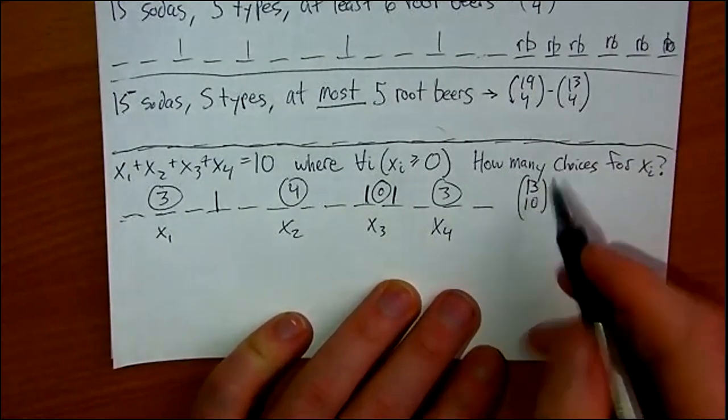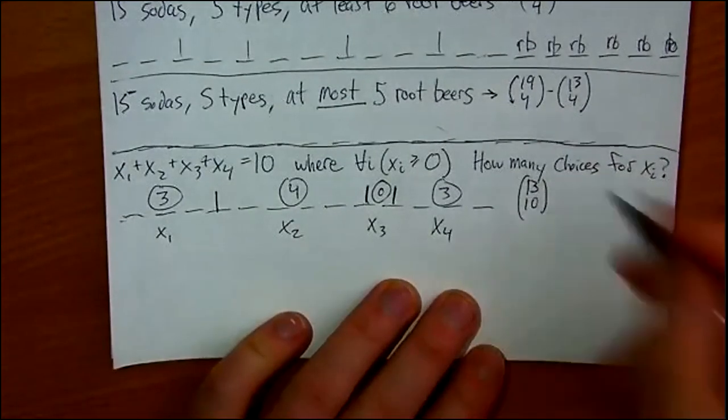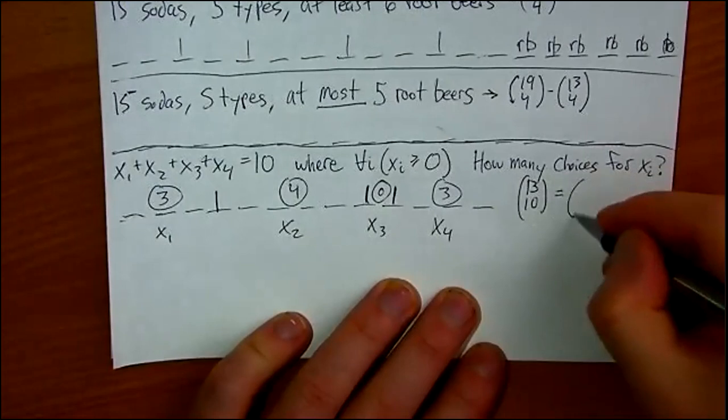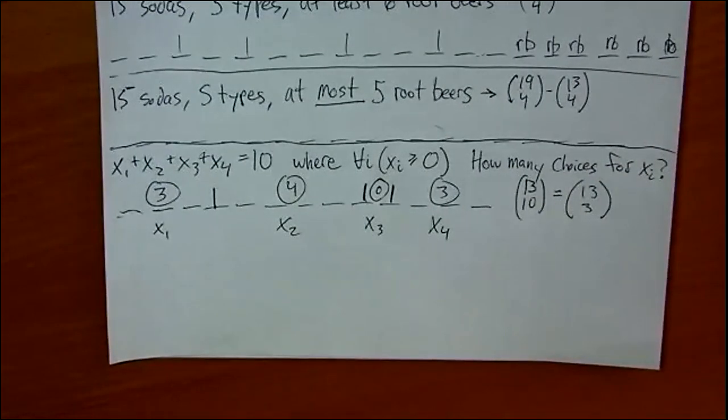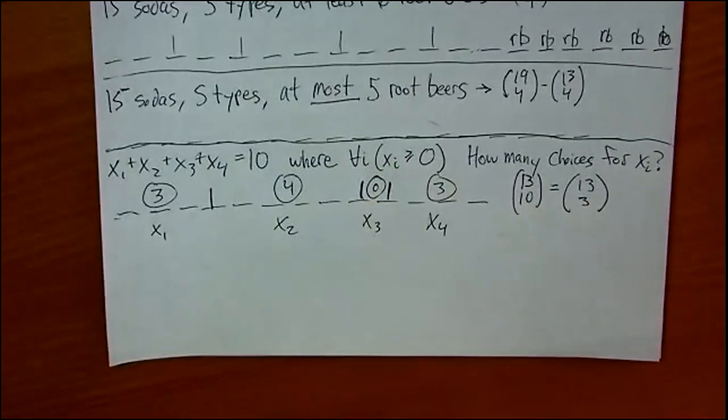That's if you choose where the 10 units are going, or you could choose where the dividers go, which is the same thing. 13 choose 3. Again, that's because of the horizontal symmetry of Pascal's triangle. These two things are going to be equal to each other. Questions?